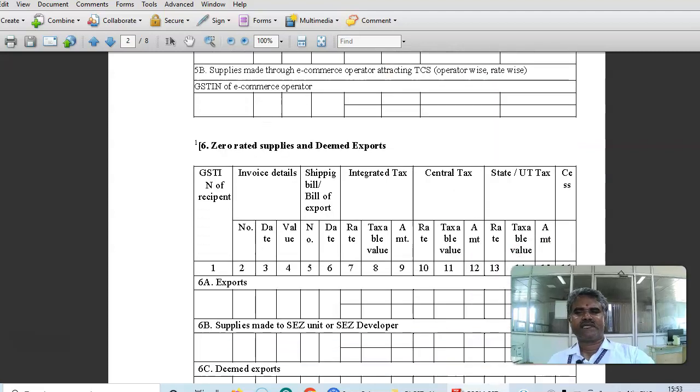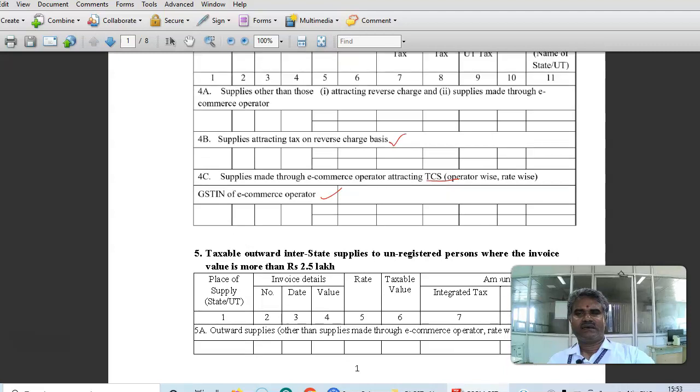Then taxable outward interstate supplies to unregistered persons where the invoice value is more than 2.5 lakh.